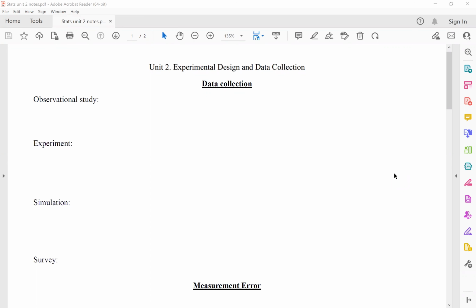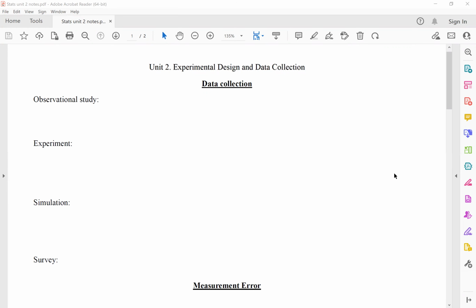Remember, data is basically responses we expect. Right? Last unit, in unit one, we talked about some experiments and the data was the responses we expected. Now we're going to talk about how to collect such data.